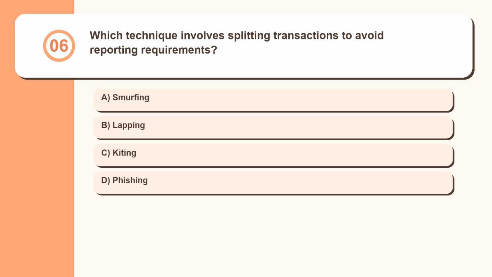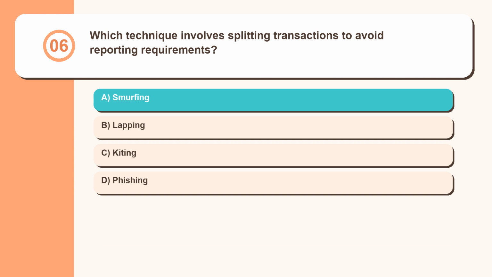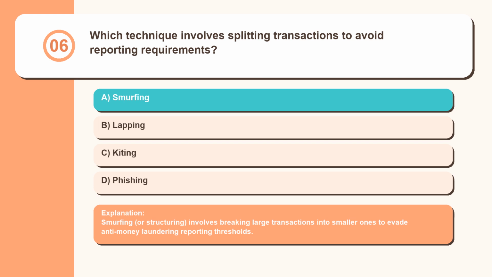Question 6. Which technique involves splitting transactions to avoid reporting requirements? Smurfing, lapping, kiting, phishing. Smurfing, or structuring, involves breaking large transactions into smaller ones to evade anti-money laundering reporting thresholds.